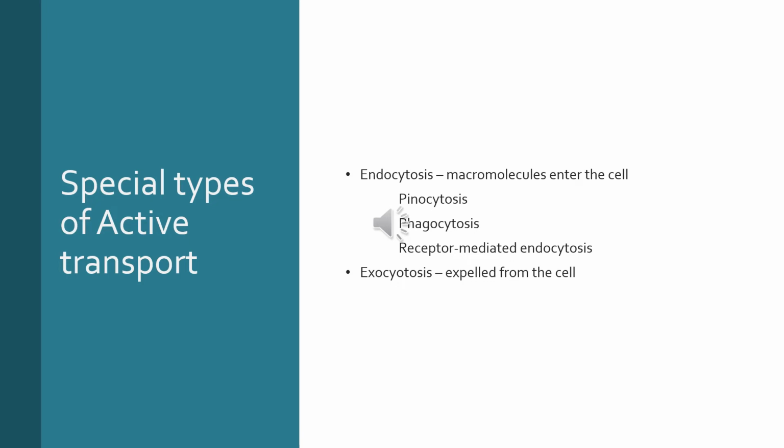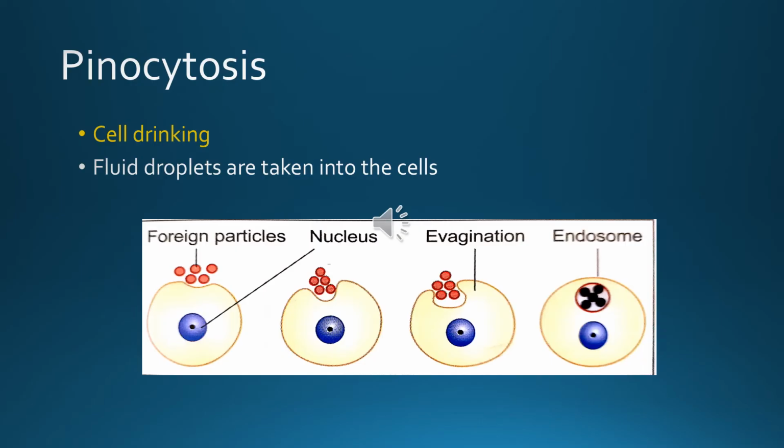Next is exocytosis, where the substances are expelled out of the cell in forms of vesicles. And this is the reverse of endocytosis. Actually, pinocytosis, phagocytosis, etc., you know well. You have learned in your smaller classes, so I'm not going to explain in detail.